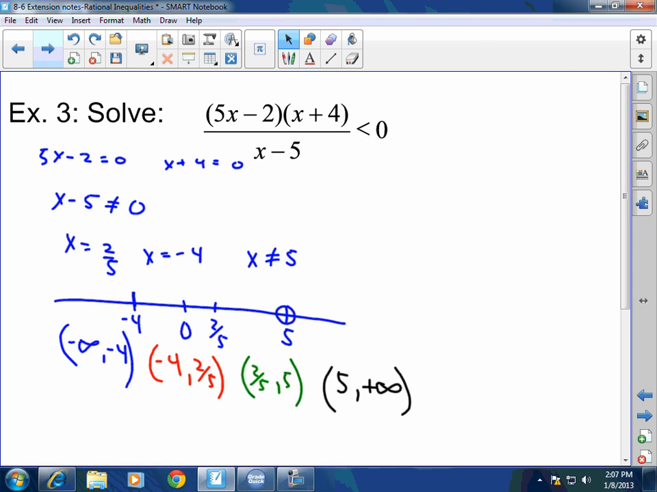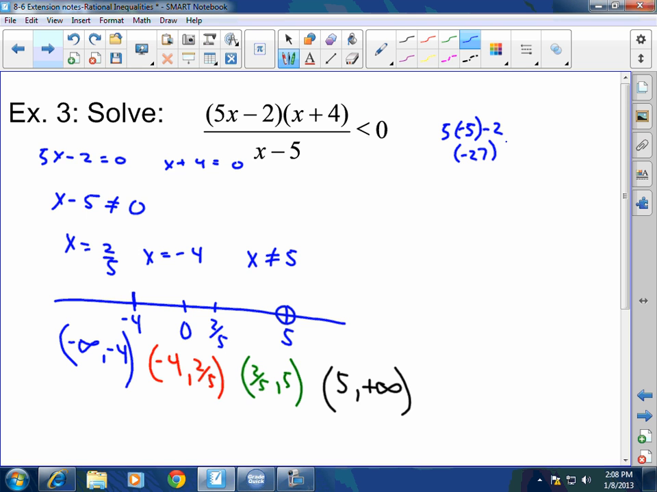You guys with me? Okay, we'll color code to make sure that we're all on the same target. Give me a value in the first interval between negative infinity and negative 4. Negative 5. Okay, let's do negative 5. So I got 5 times negative 5 minus 2. That's going to be negative 27.